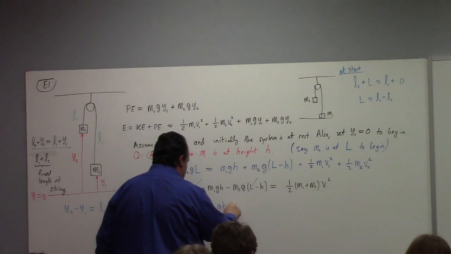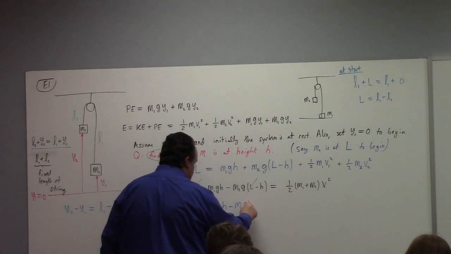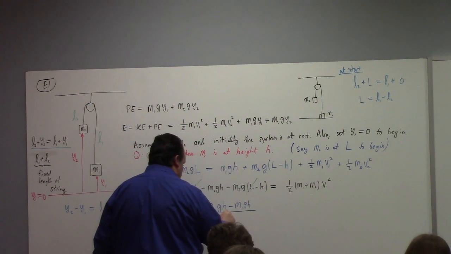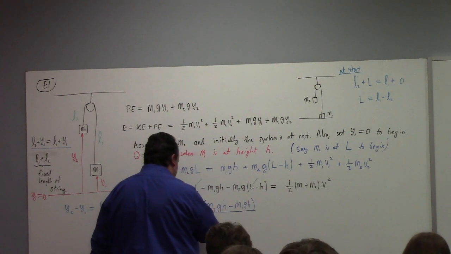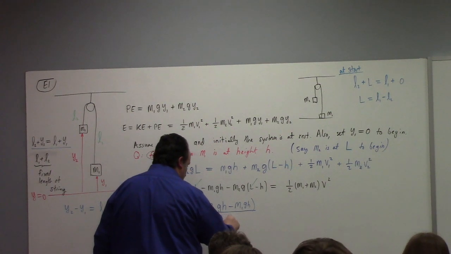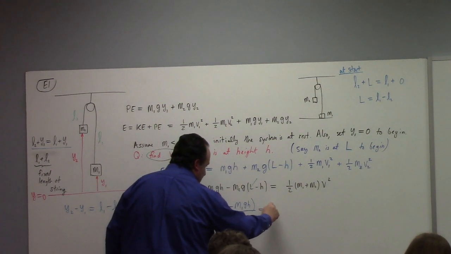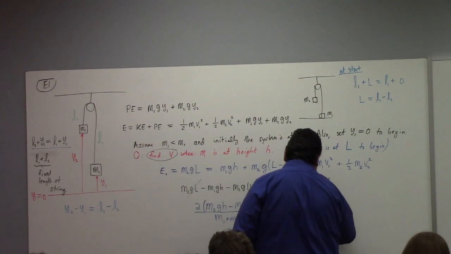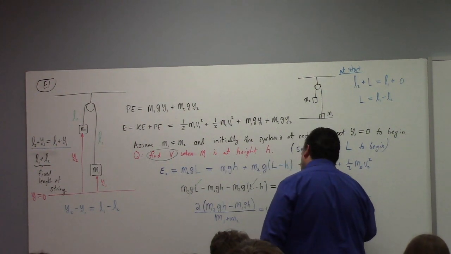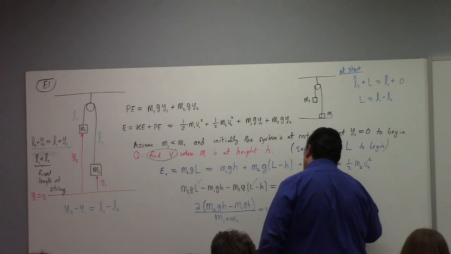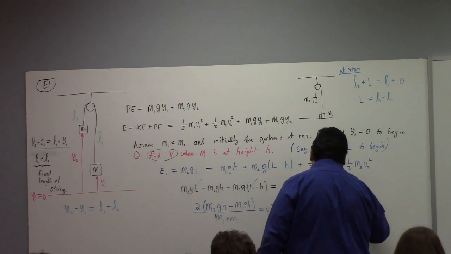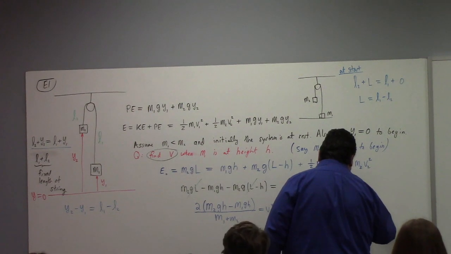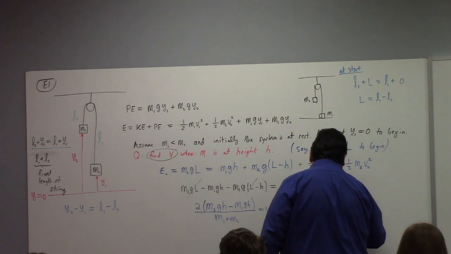M2GH minus M1GH, all times 2, divided by M1 plus M2 equals V squared, which tells me that V apparently is the square root of 2GH times M2 minus M1, divided by M1 plus M2.